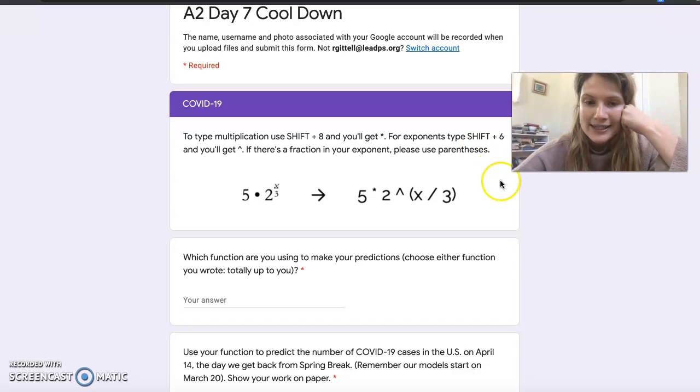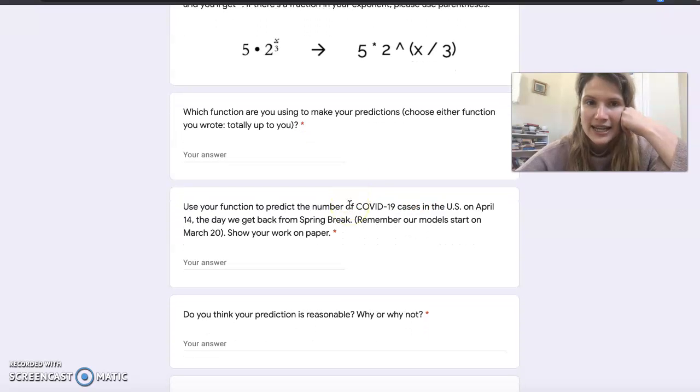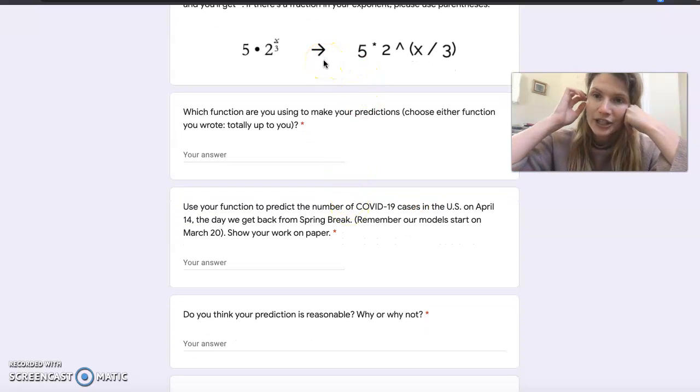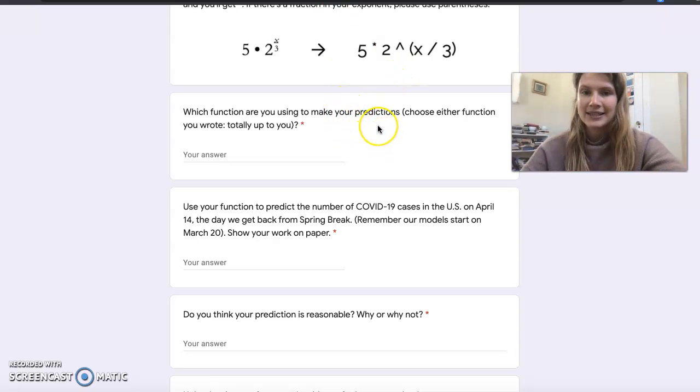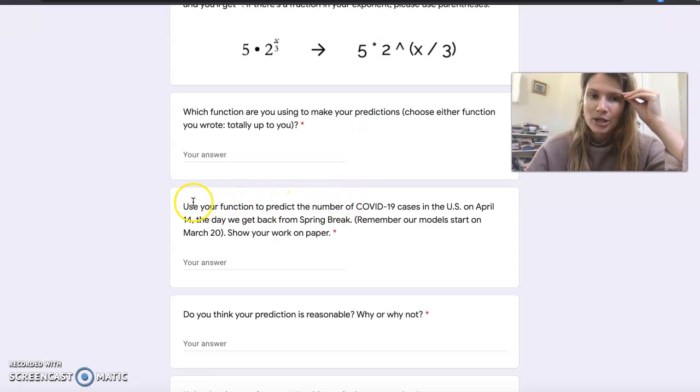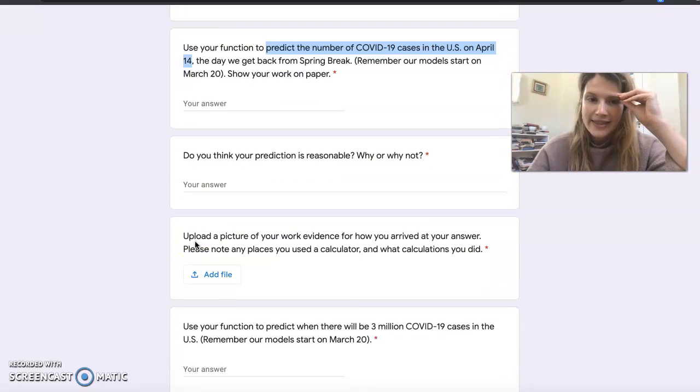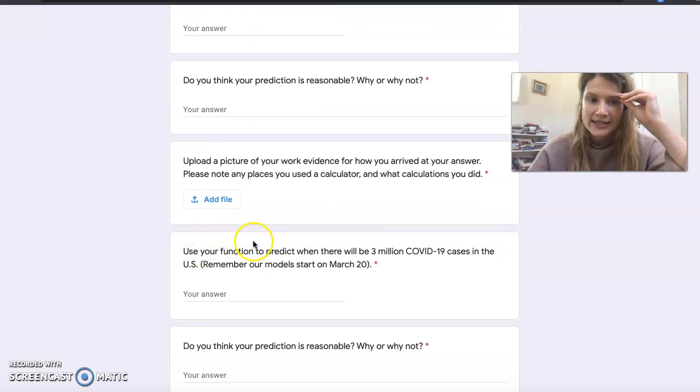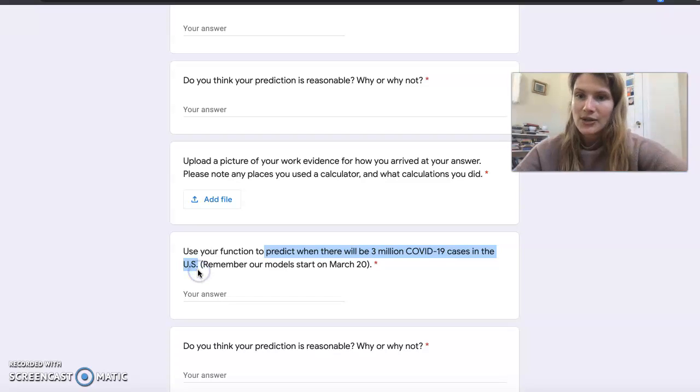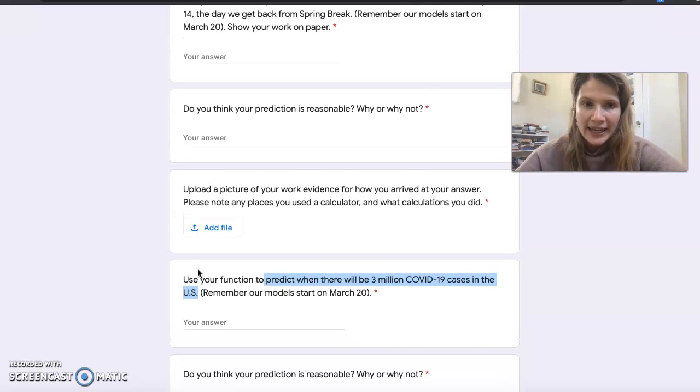There are two main things that you'll be asked to do. The first is you already have your equation written from earlier this week, the day 6 cool down. You're going to be asked to predict the number of COVID cases on April 14th. That's the first main thing, and I'll show you how to do that. The next main thing is to predict when there will be 3 million COVID cases in the US.